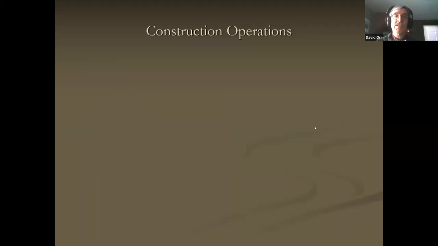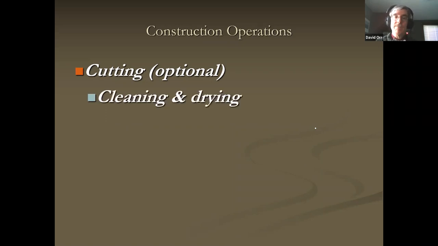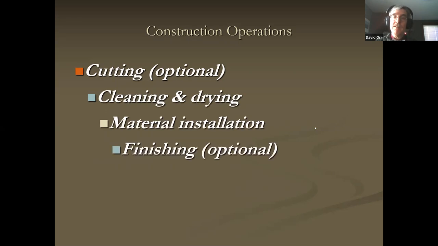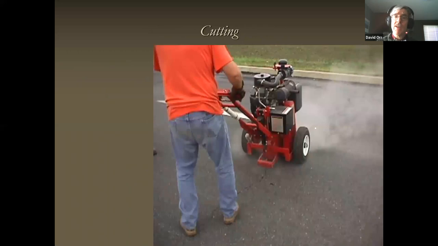Now, in terms of construction operations, you're going to cut if need be, like in the sealing. You're going to clean and dry. You're going to install your material, and you're going to finish if need be. And then finally, you might need to blot it if you've got a lot of excess material. Now, in terms of cutting, the most common technique is a saw, but you'll also see routers. If the lines are straight for the cracks, sawing actually works really well.